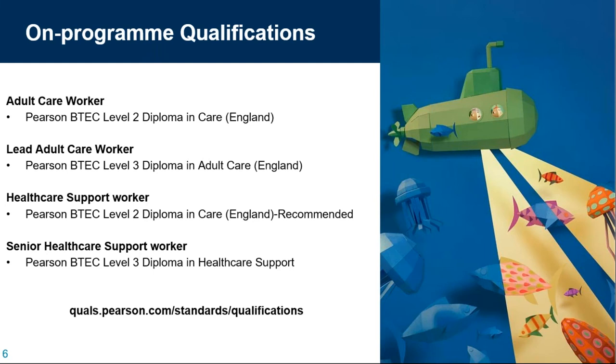So on-program qualifications for adult care worker, we've got the level 2 diploma in care, mandatory, lead adult care worker, the level 3 diploma in adult care. Healthcare support worker, as I mentioned before, the level 2 diploma in care, which is used for adult care worker, is a recommended qualification because there's no mandatory one for that standard. Senior healthcare support worker is the BTEC level 3 diploma in healthcare support. And for these qualifications, the link is there if you want to go and look for them when you get this presentation.